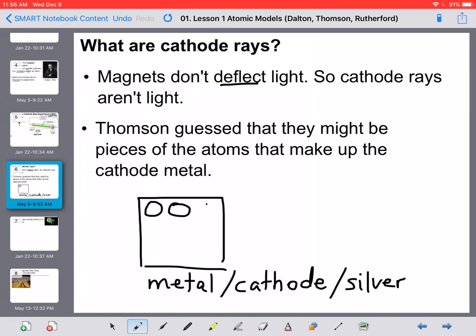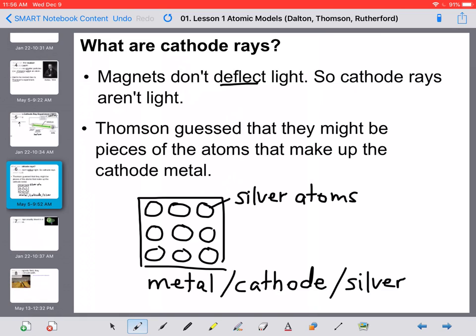Well, that means that this metal has a whole bunch of silver atoms in it. Okay, and what Thomson hypothesized is that maybe something inside of the silver atoms is actually coming out of the atoms, and this little piece of a silver atom is what's making up the cathode ray. So pieces of the atoms that make up the cathode metal are the cathode rays, or at least that's what Thomson guessed was happening.